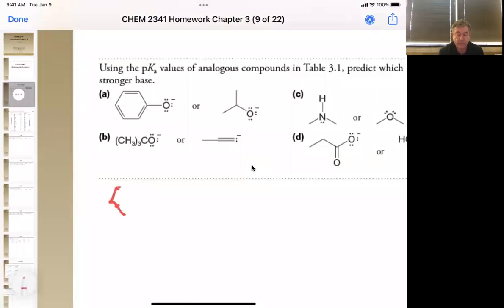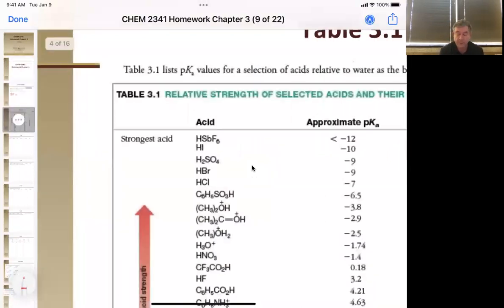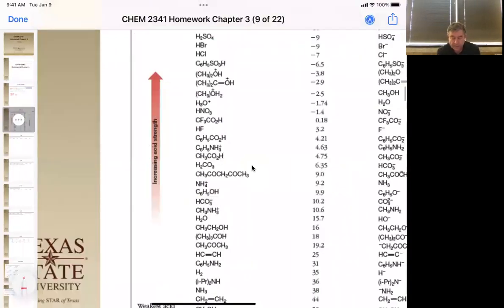So the first one would be this OH, which turns it into phenol. So we have to look at the pKa for phenol. And then this would be just isopropanol, so we would have to do it for an alcohol. If we look at the table right here, we find phenol, and it has a pKa of 9.9. And we see that alcohols, right here, this is ethanol, has a pKa of 16.